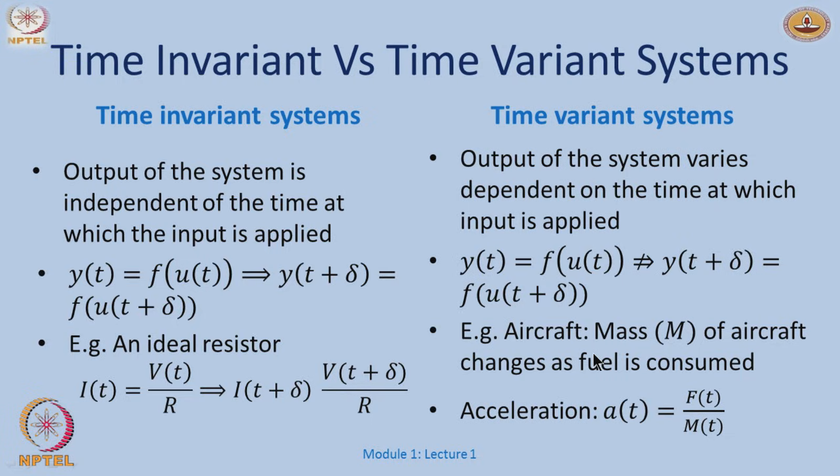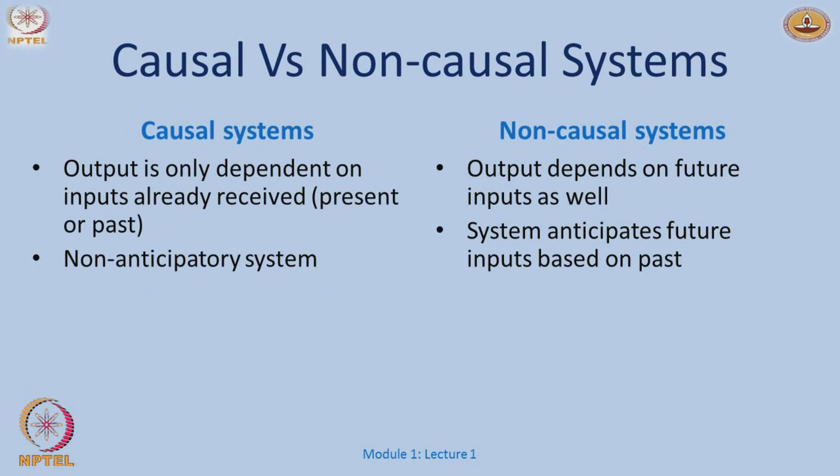So, we are not classifying the time dependence in terms of the dynamics, but in terms of the system parameters. Here the resistance would be the parameter, and in the case of the aircraft the mass would be the parameter. Okay. The last kind of classification which we would be interested in the course is that of causal versus non-causal, a very basic signal systems concept.